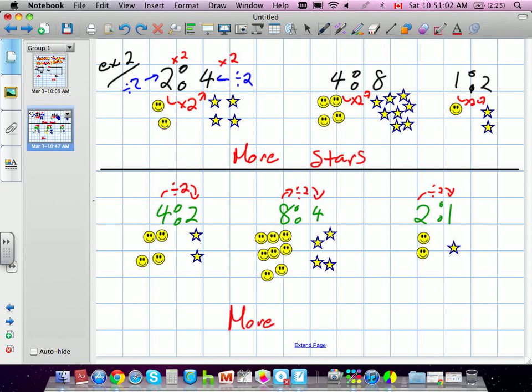More happy faces. So are these equivalent ratios? No, because the number we have of each is very different. We had more faces on the bottom, but we had more stars in the other one. That means these definitely can't be equivalent ratios because they're not equaling out in the end. Okay? Did that make sense? Yeah.